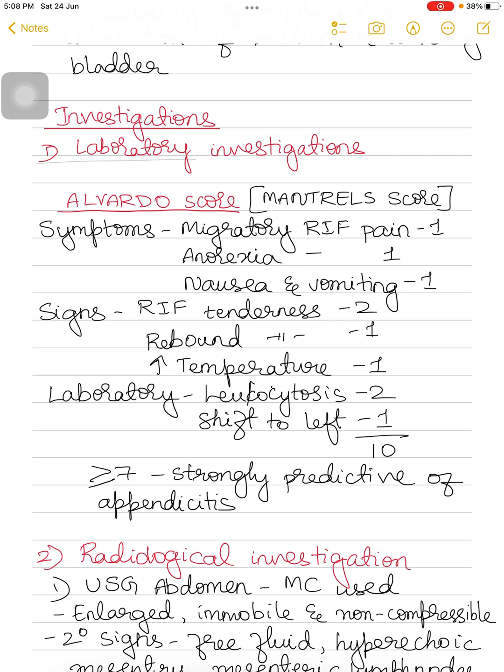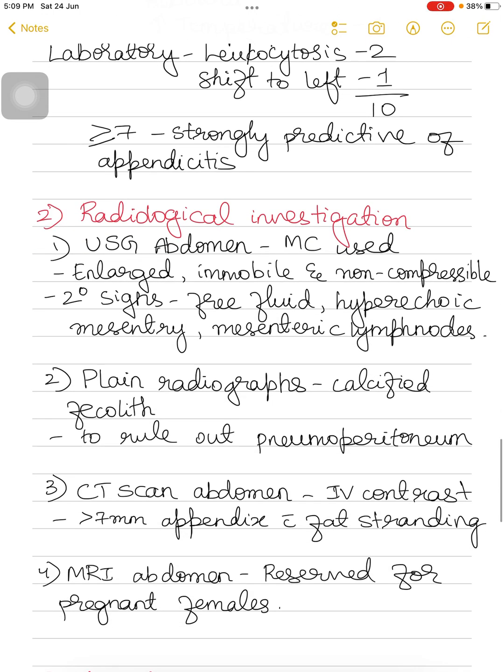Coming to the symptoms, migratory right iliac fossa pain, anorexia, and nausea and vomiting score 1 each. Coming to the signs, right iliac fossa tenderness scores 2, rebound tenderness 1, and if the patient has fever, it scores 1. In laboratory investigations, leukocytosis scores 2, and the shift to left, that is an increase in neutrophils and band forms, scores 1, making a total score of 10. Whenever it is greater than or equal to 7, it's a strong predictor of appendicitis.